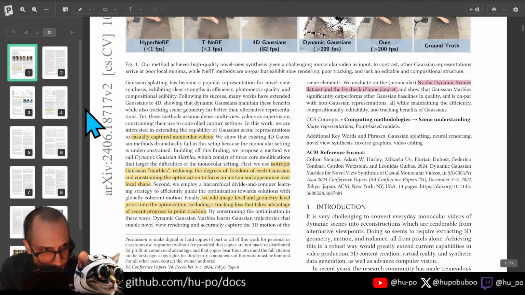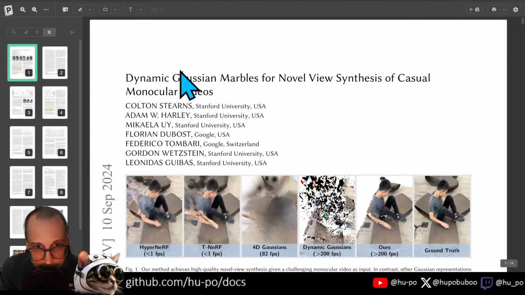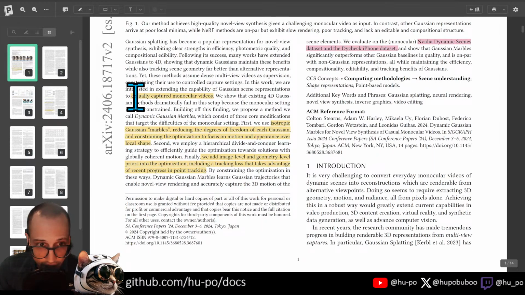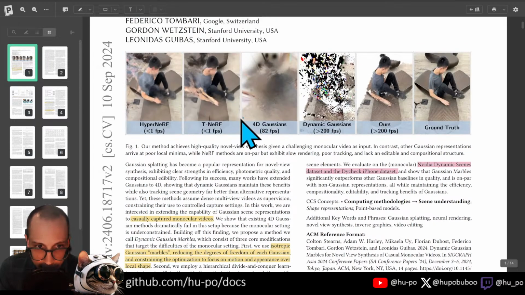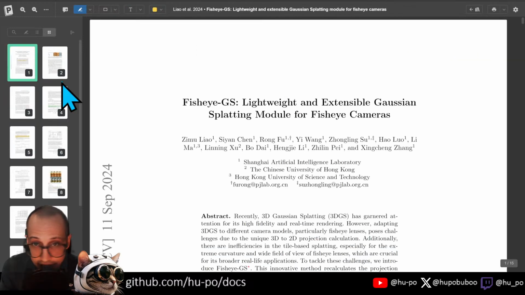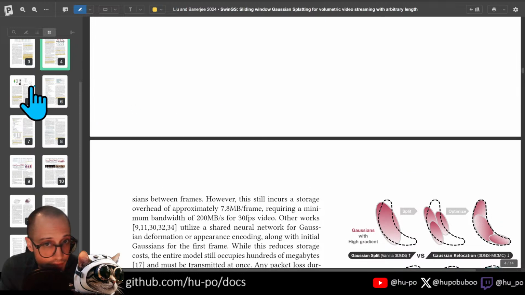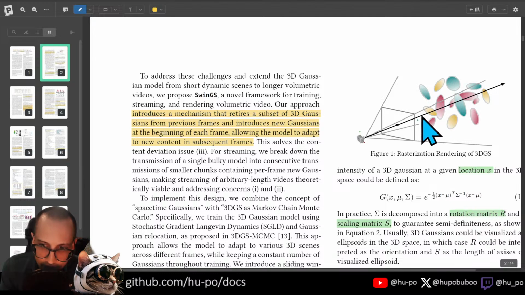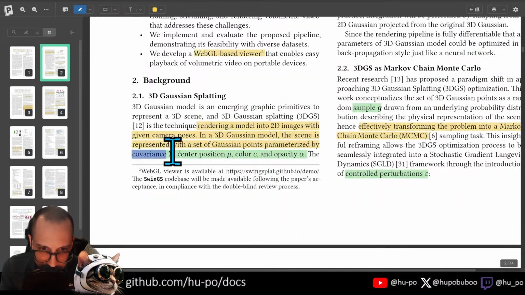Oh yeah, this one. Okay, so in this paper, they basically have what they call marbles. Really what they're trying to say is isotropic Gaussian marbles, reducing the degrees of freedom of each Gaussian and constraining the optimization to focus on motion and appearance over local shape. One of the problems with these Gaussians right now is that you see how this is a big Gaussian and you have different orientations here, right? In here, every single Gaussian is a different shape, oriented differently, with a different scale. Every single one of those is a parameter that you're pushing gradients into, right?